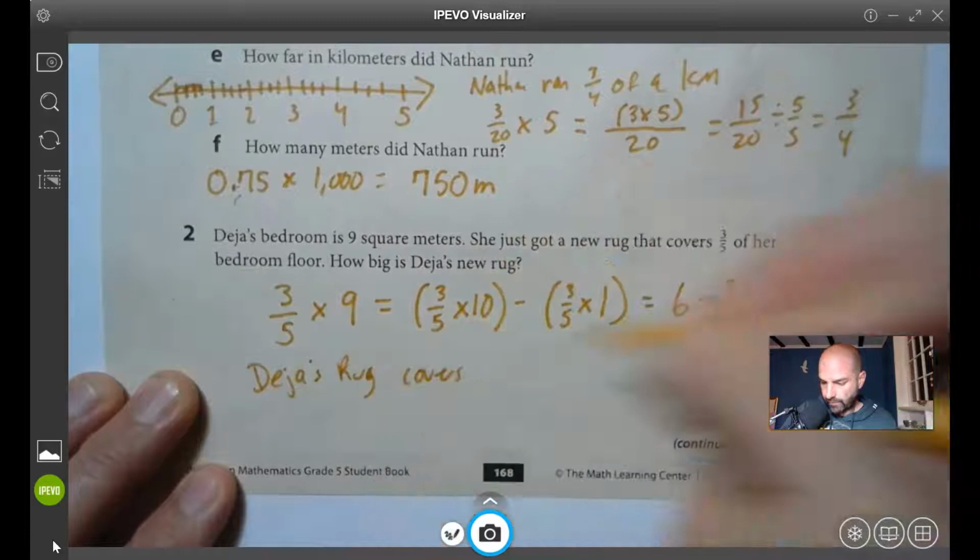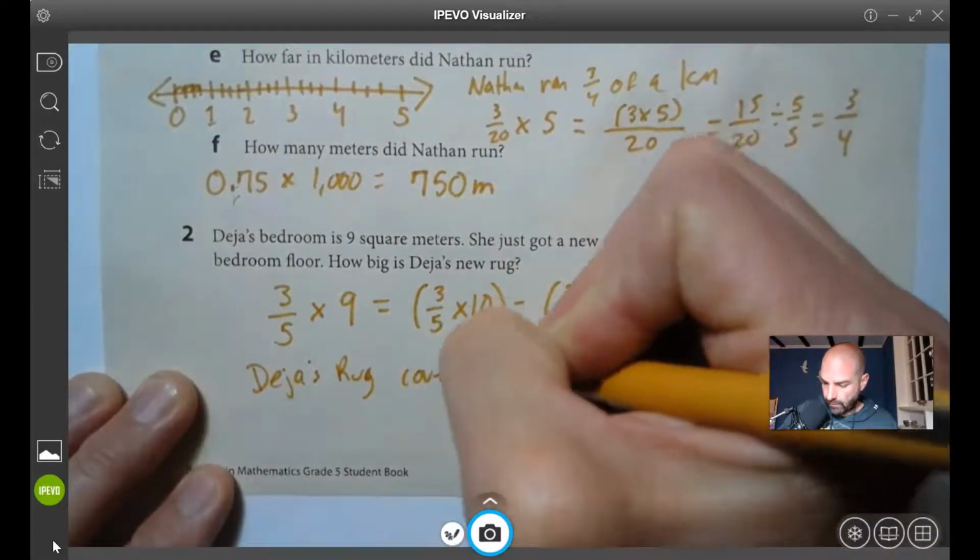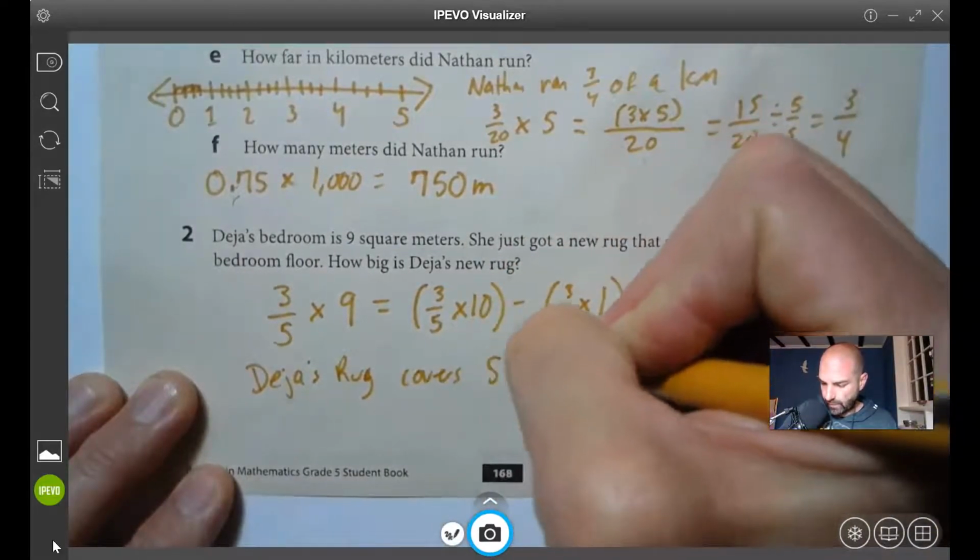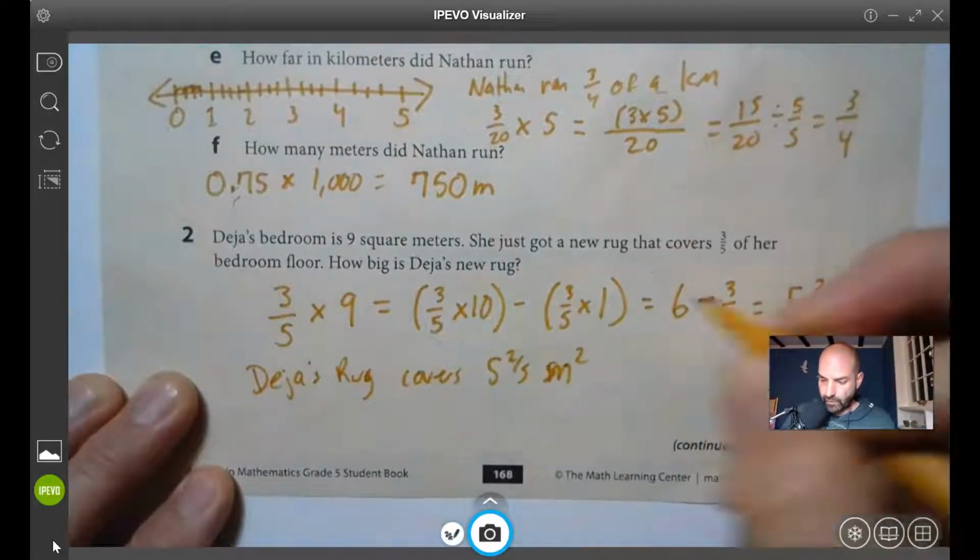So Deja's rug covers 5 2/5 square meters.